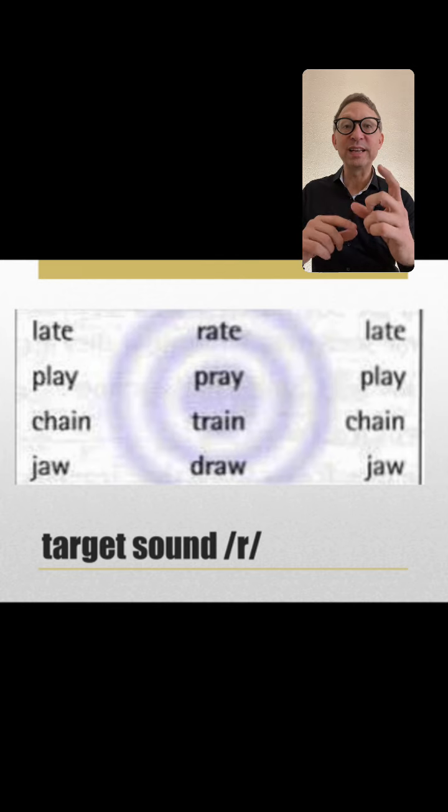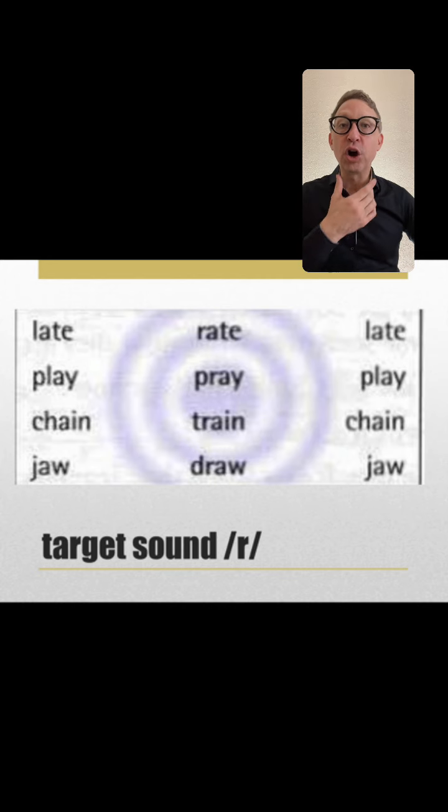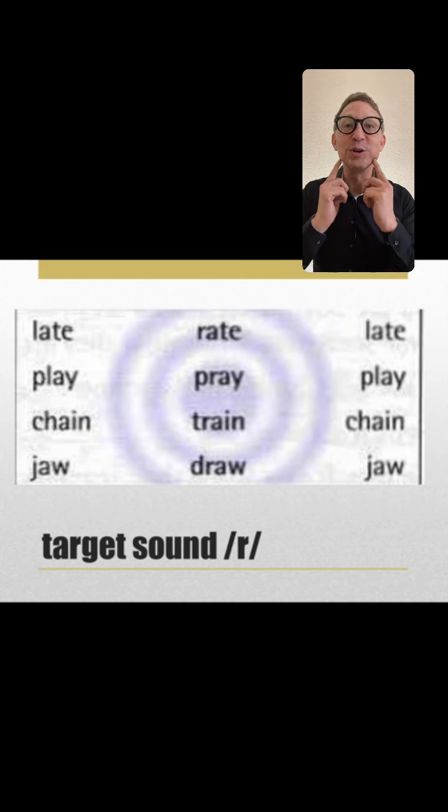A chain is those metal links that you secure something. Often you have a bike chain so that people don't steal it. That's a chain. Jaw, draw, jaw. This is your jawbone. Jaw, draw, jaw.